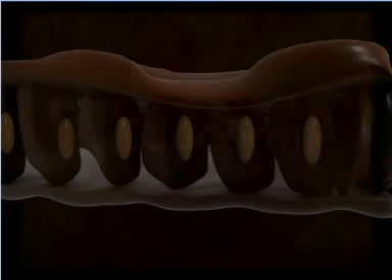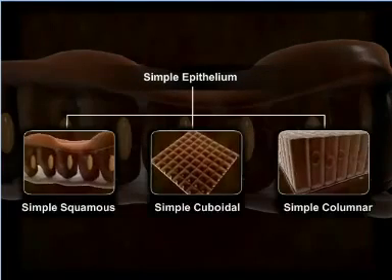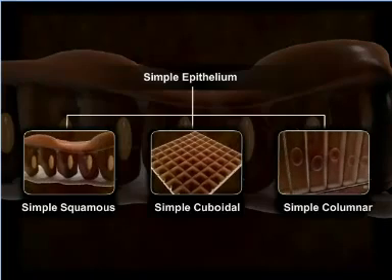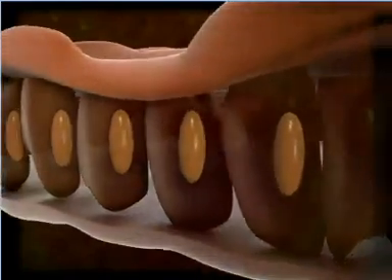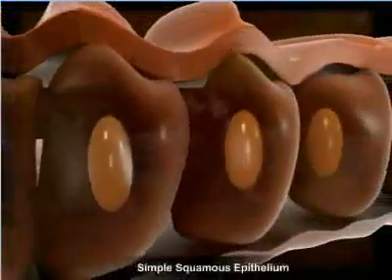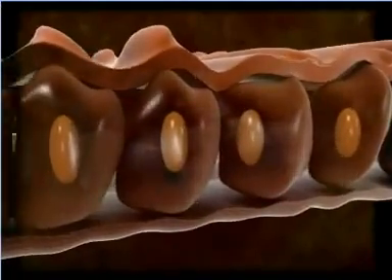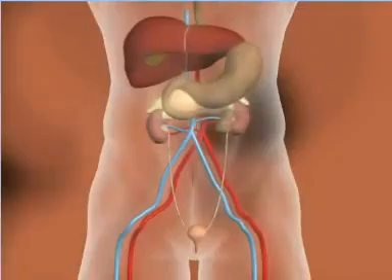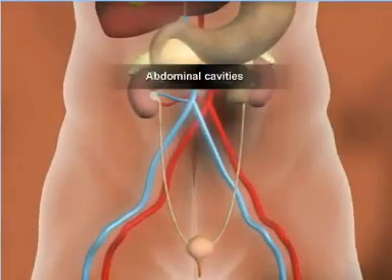Based on the structural differences in the tissue, the simple epithelium is classified into simple squamous, simple cuboidal, and simple columnar varieties. The cells of the simple squamous epithelium are broad, single-layered, thin, flat, and irregular. These cells have centrally located nuclei that are elongated and elliptical in shape. The simple squamous epithelium forms the lining of the blood vessels and the thoracic and abdominal cavities.